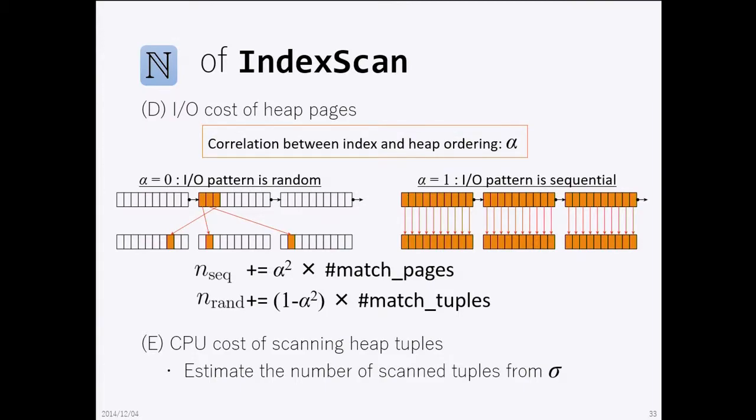And the last cost component is CPU cost of scanning heap tuples. The calculation of this cost is almost the same as sequential scan, except the number of tuples is computed with index scan selectivity.